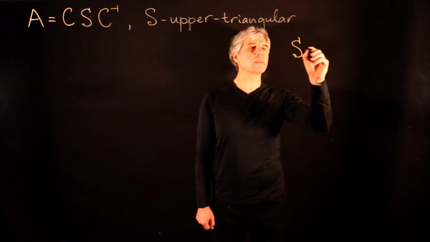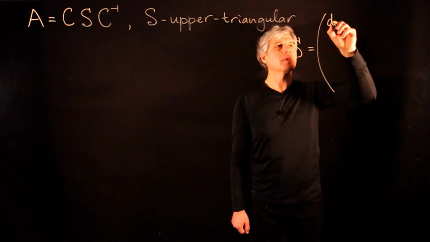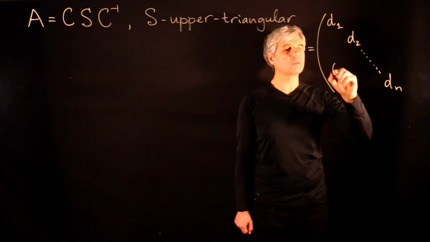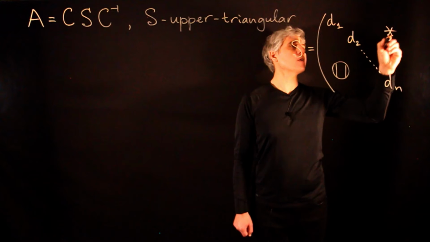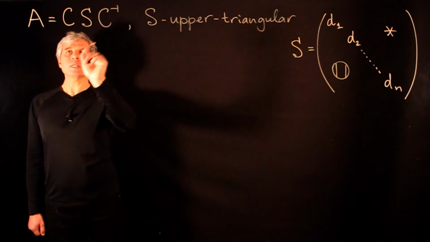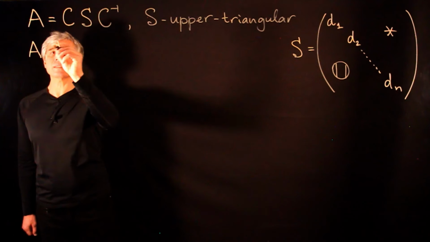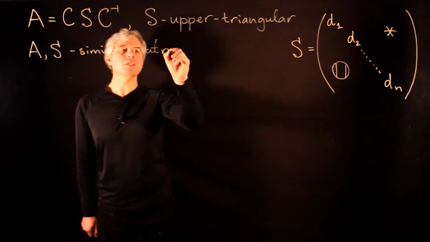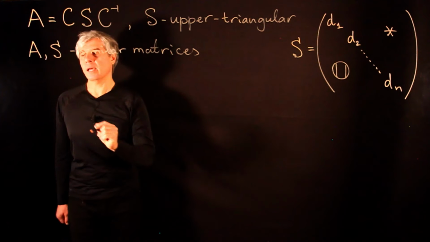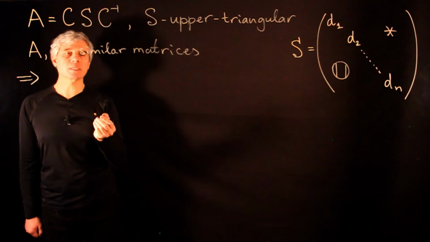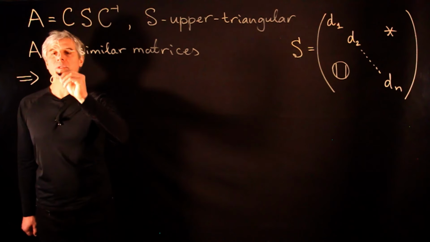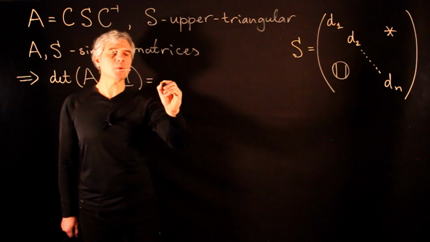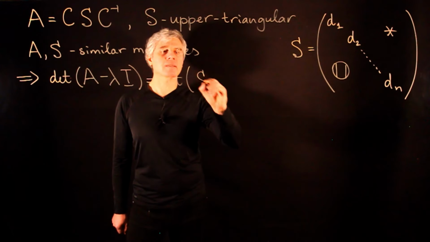Let us look at the matrix S. So here we have on the diagonal some entries D1, D2 up to Dn. We have zeros below the diagonal, and we have something above the diagonal. This formula tells us that A and S are similar matrices. This is our definition of similar matrices. And we know that similar matrices have the same characteristic polynomial. So this tells us that the determinant of A minus lambda I is equal to determinant of S minus lambda I.